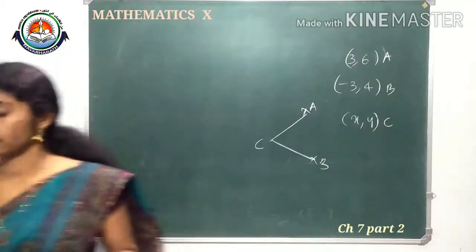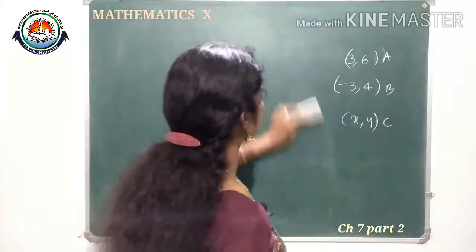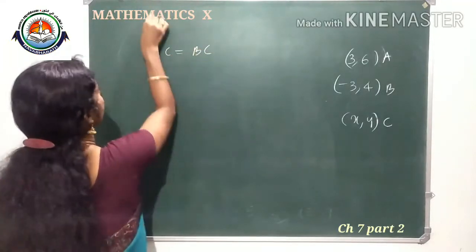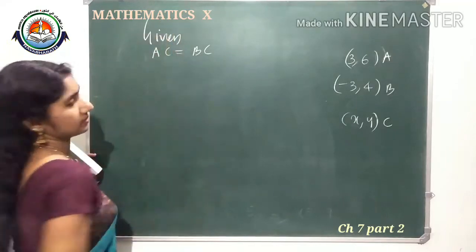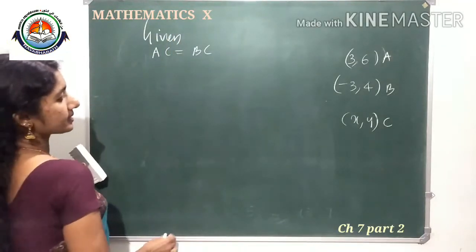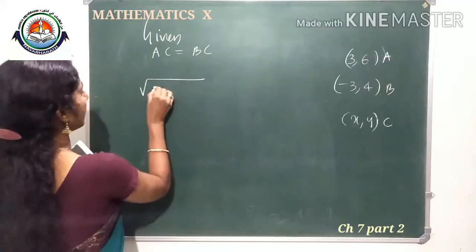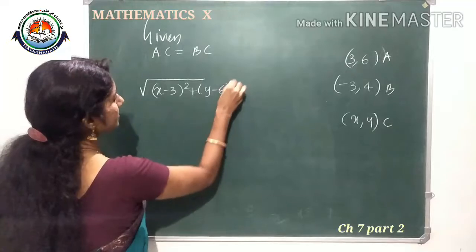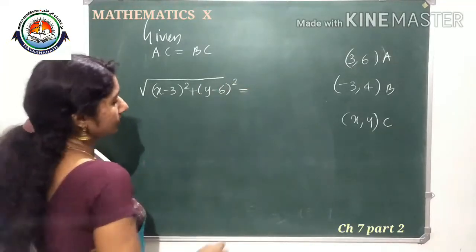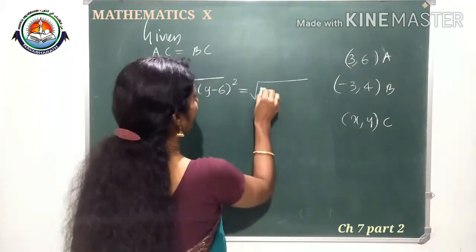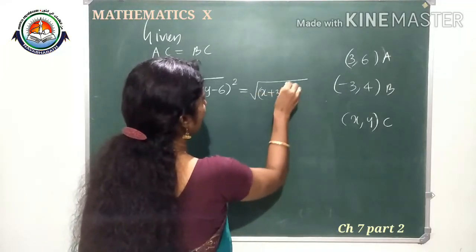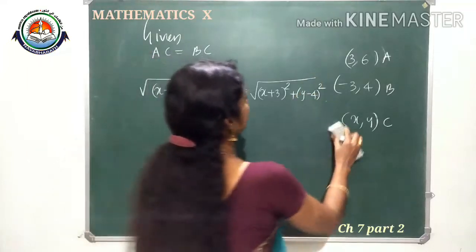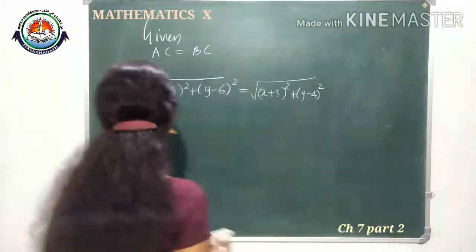Then, we will write AC equal to BC. That information is given. How will you write AC? Root of (x minus 3) whole square plus (y minus 6) whole square equal to BC, which is root of (x plus 3) whole square plus (y minus 4) whole square. Just direct application of the distance formula.